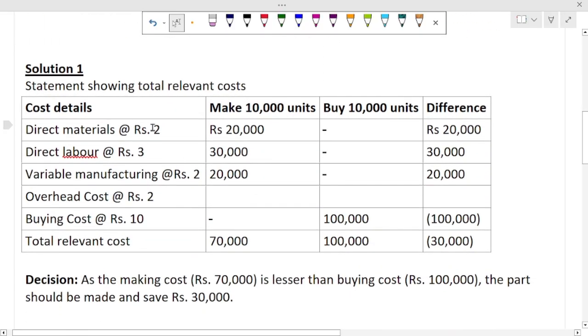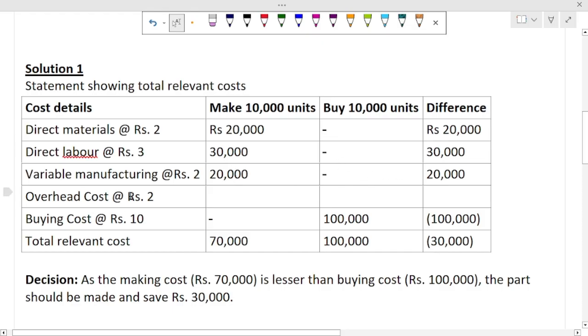For direct material, 2 rupees multiplied by this, of course 20,000. Now this is for making it. For buying it, we do not talk about materials. So the difference between making and buying is what? 20,000 rupees. Now for direct labor, of course, when you want to make it, you have labor. When you are buying it, no labor. So difference 30,000 rupees. All right. Now for variable manufacturing, of course, the same thing like what I explained in the first two.